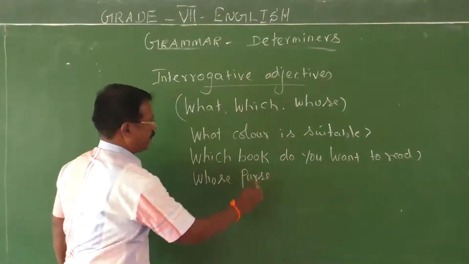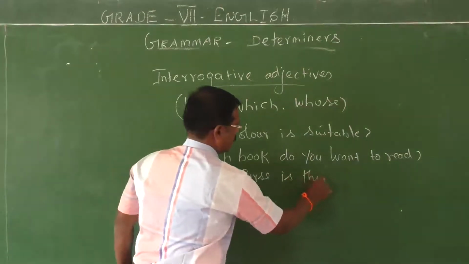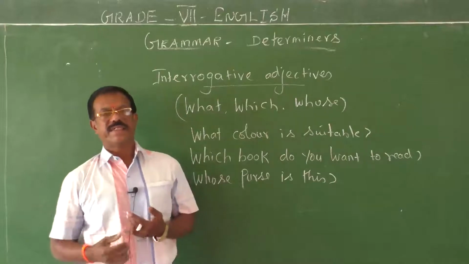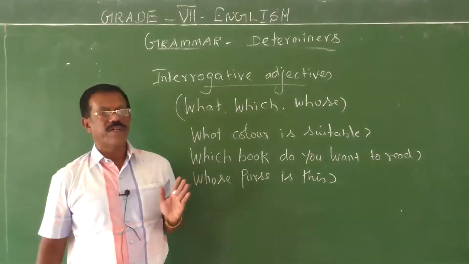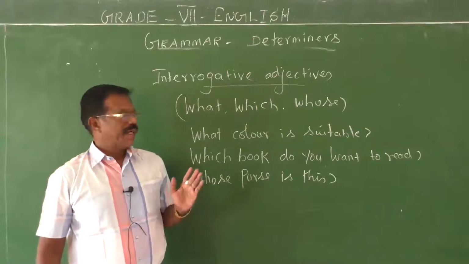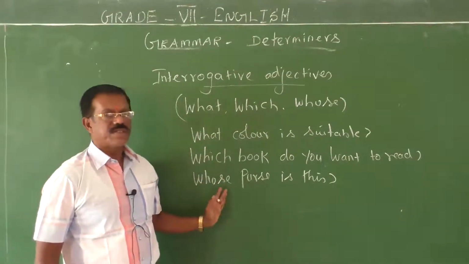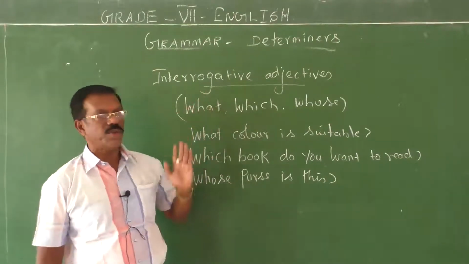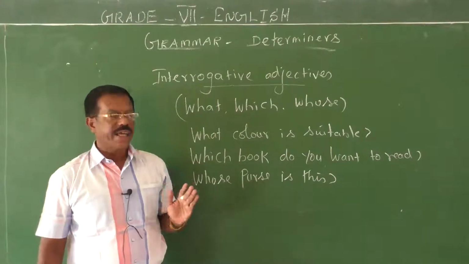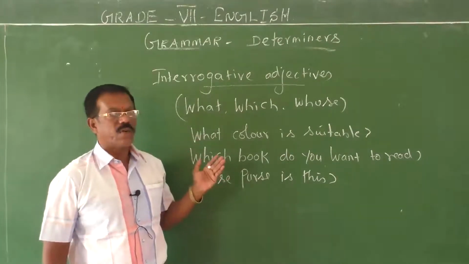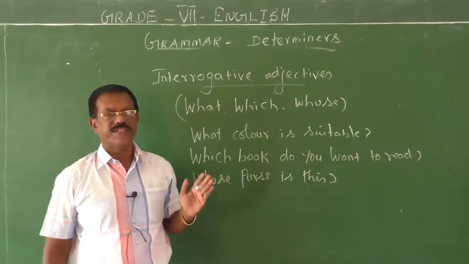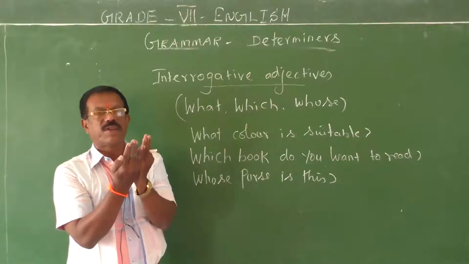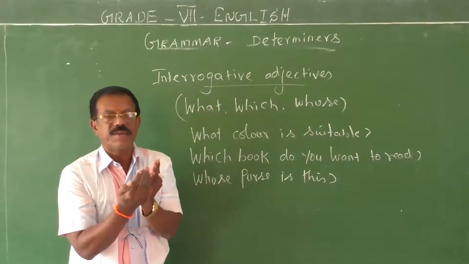Whose purse is this? All these three sentences are interrogative sentences because each begins with a question word: what, which, and whose. At the same time, these interrogative words are used as adjectives. Therefore, they are called interrogative adjectives because they qualify or describe the noun that comes immediately after them. They also restrict the meaning and determine the meaning of the noun. Therefore, they function here as determiners.